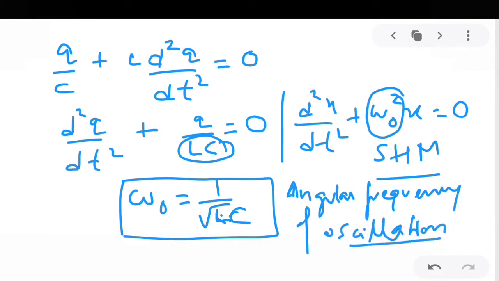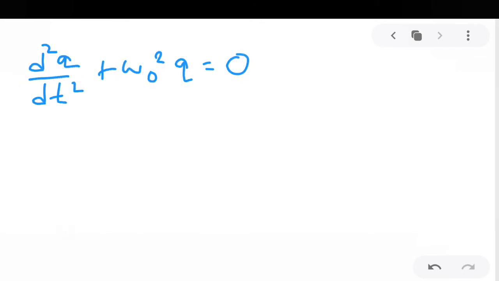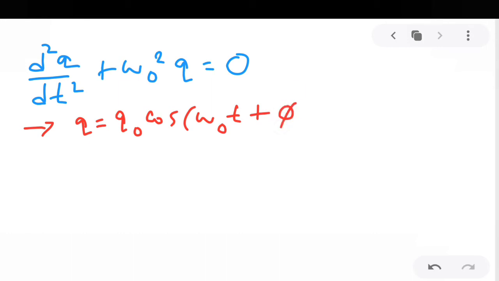Now we can write this equation by replacing 1 by LC with omega naught square. So we have d square q by dt square plus omega naught square q is equal to 0. For this differential equation, we can write the solution as q is equal to q naught cos of omega naught t plus phi. This is the general solution.